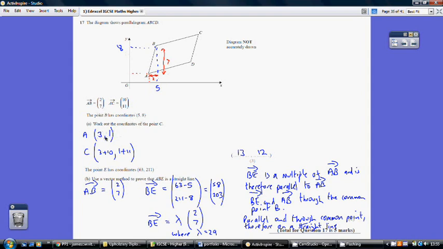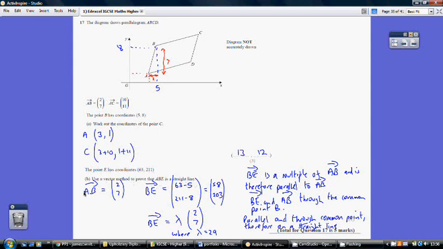So if A is (3, 1), we can now work out what C is, because how do we get from A to C? We've got to add on 10 to the x coordinate and 11 to the y coordinate. So add on 10 to the 3, 11 to the 1, gives us the coordinate (13, 12). Now we're told that the point E has coordinates (63, 211). Use a vector method to prove that ABE is a straight line.